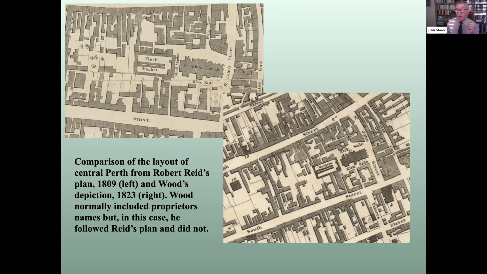Some people will say, well, it's a similar area. But what's very significant about these two plans is that Wood normally included proprietors' names, but in this case, he did not. And he seems to have followed Reid's plan in the doing of it. And this raises questions about the originality of his work elsewhere, and the possibility that he may have drawn on earlier depictions which are no longer extant.